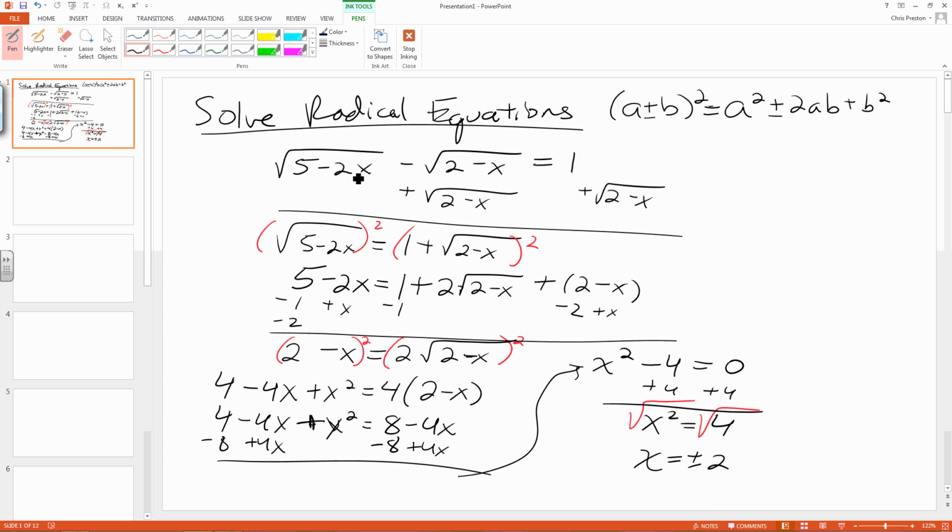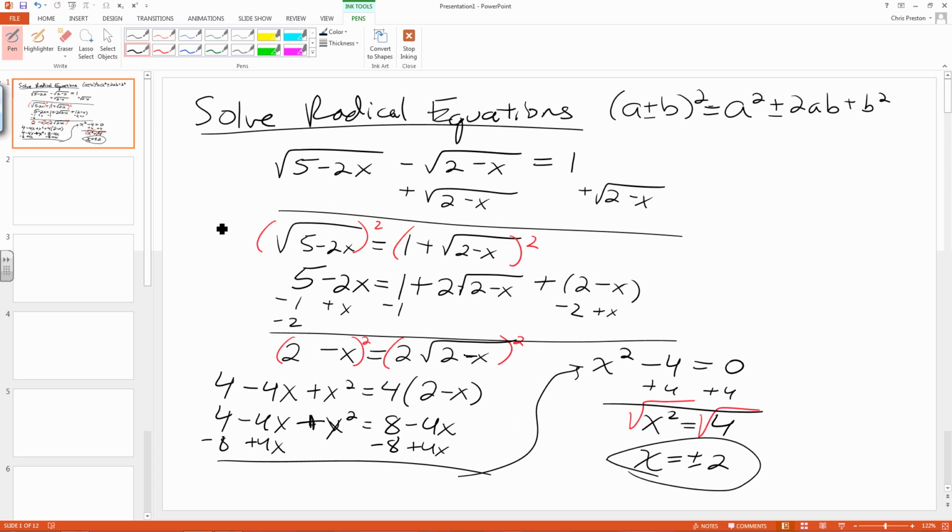I do need to check them in the original problem and see if they work. So let's try positive 2. 2 times 2 is 4. 5 minus 4 is 1. Square root of 1 is 1. 2 minus 2 is 0. So 1 minus 0, yeah, that works. Let's try negative 2. Negative 2 times negative 2 is positive 4. Plus 5 is 9, which would make that 3. 2 minus negative 2 would be 2 plus 2, so 4. Square root of 4 is 2. So 3 minus 2 would be 1, so both work.